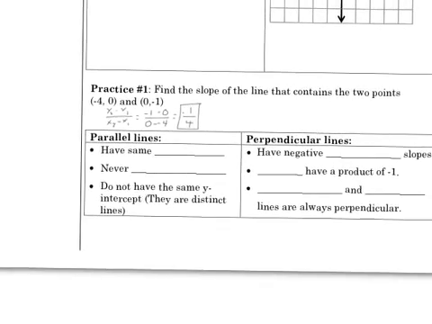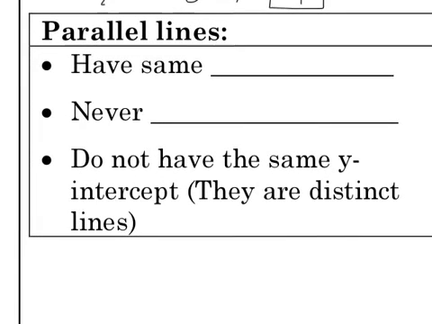All right, let's talk about parallel and perpendicular lines real quick. Whenever we have parallel lines, they're going to have the same slope. They're never going to intersect. And they should have different y-intercepts, meaning they're 2 different lines. They're distinct lines, not the same line.